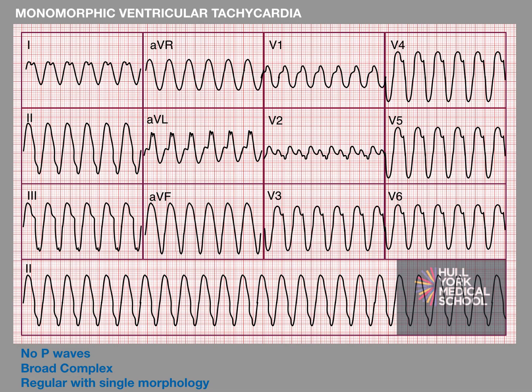And this is what that reentrant loop within the ventricles translates to on an ECG. So you're not seeing any P waves, you've just got a broad complex of a single morphology which is occurring rapidly. So a broad complex tachycardia.